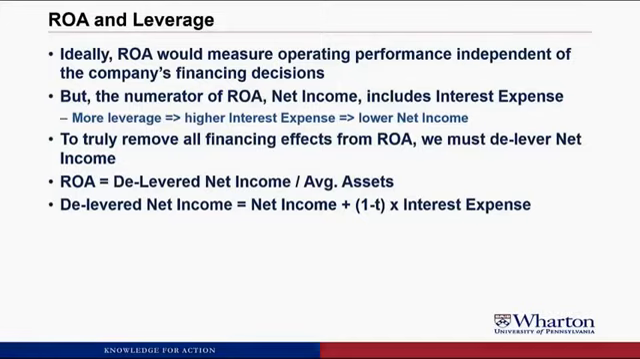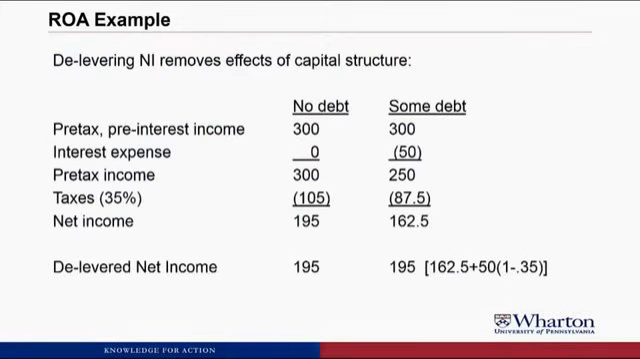Yeah, I know the formulas are a little bit abstract, so let's go through an example and see how this works. Here's a quick example to show why we need to delever net income to remove the effects of financing decisions. Let's say we have two companies, one that has no debt and one that has some debt. Both companies have the same pre-tax, pre-interest income, so their performance seems identical in an operating sense.